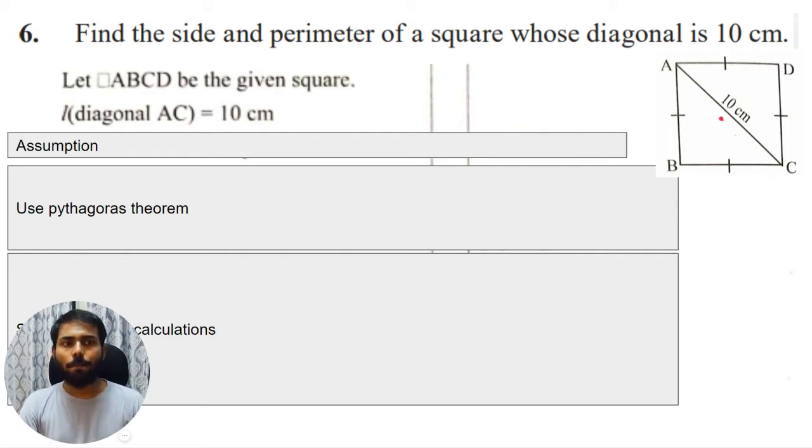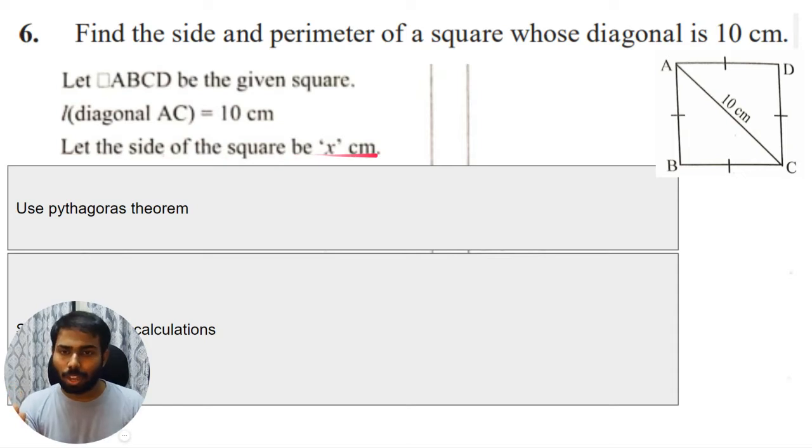Now you have to find the sides. यहाँ पे भी एक side है, यहाँ पे भी एक side है, दोनों unknown है, right? So it would be better if we take a variable for the length of the side. So एक variable ले लेते हैं, उसको हम लोग assumption बोल देंगे. So let the side of the square be x centimeters. Okay, so that's our assumption.